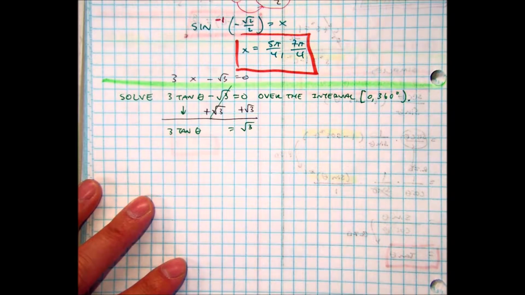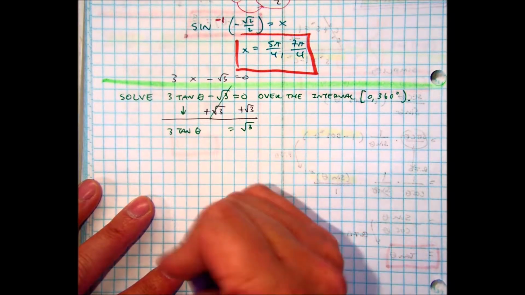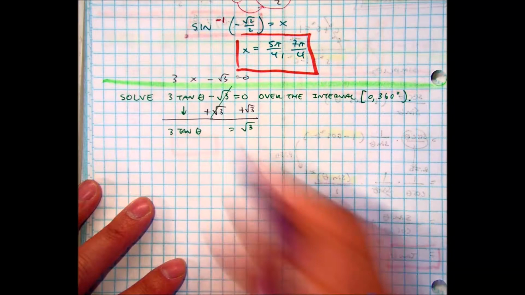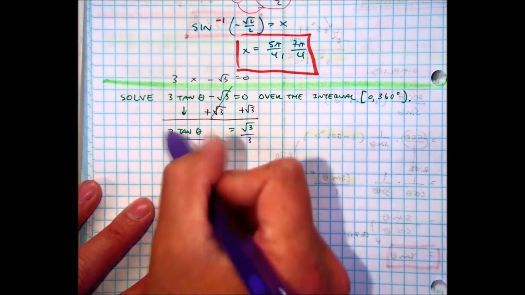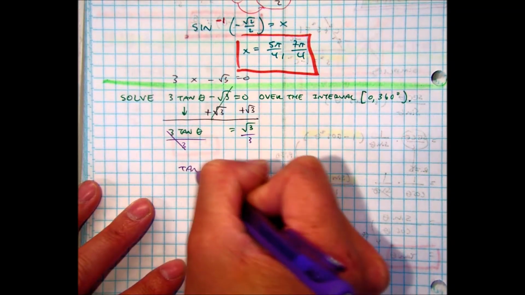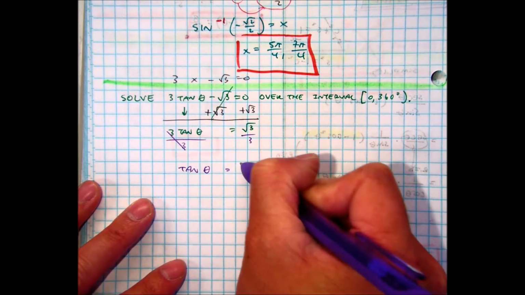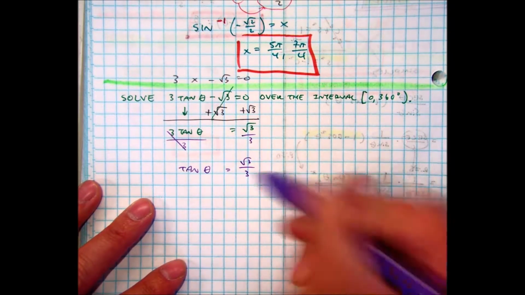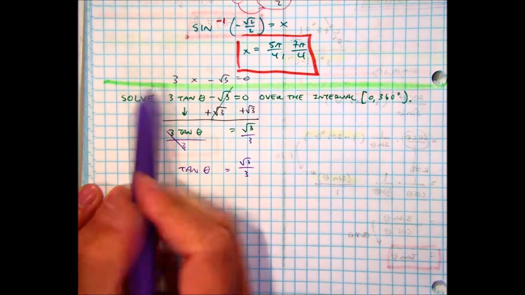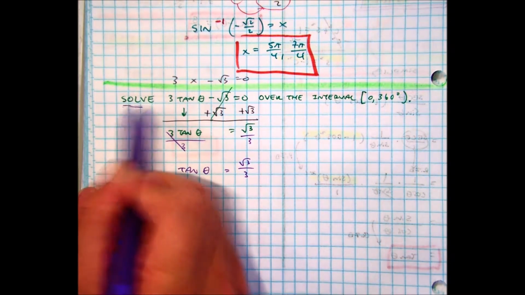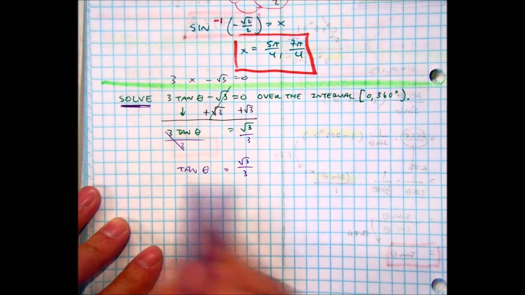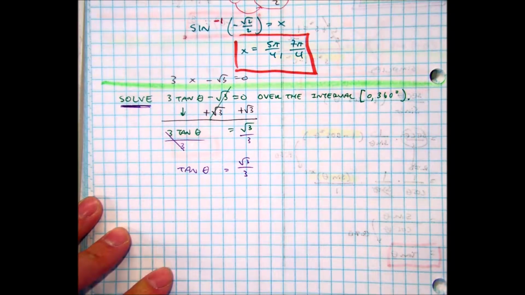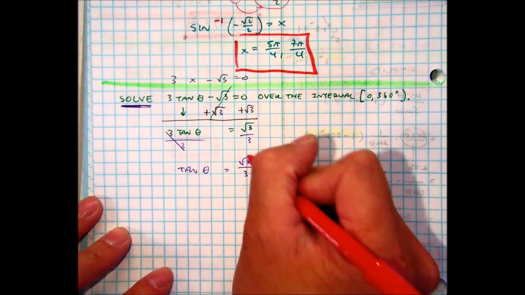What are we going to do next? We're going to divide by 3. Tan theta equals radical 3 over 3. Remember, when it says solve, we're trying to get this variable by itself. Do we divide by tangent on both sides? No, we can do the inverse.